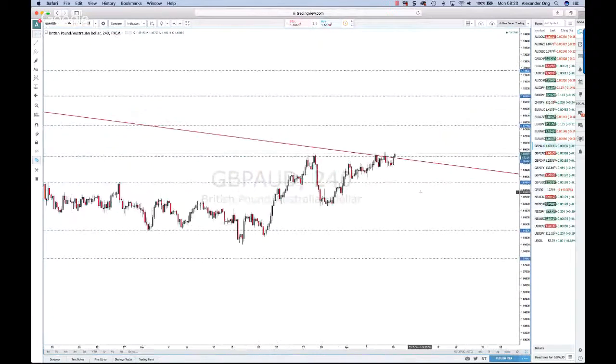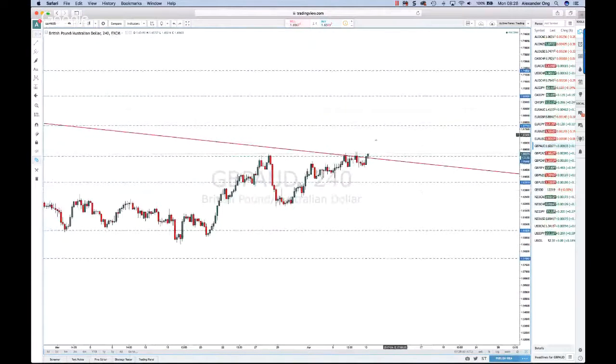I think we want to be a seller from here. Certainly if the market comes up to 1.6775, that would be a good selling opportunity. But I think selling from here is certainly not a bad one. So I'm actually going to put on a sell trade here. Give me a second. I just need to put on this trade here.